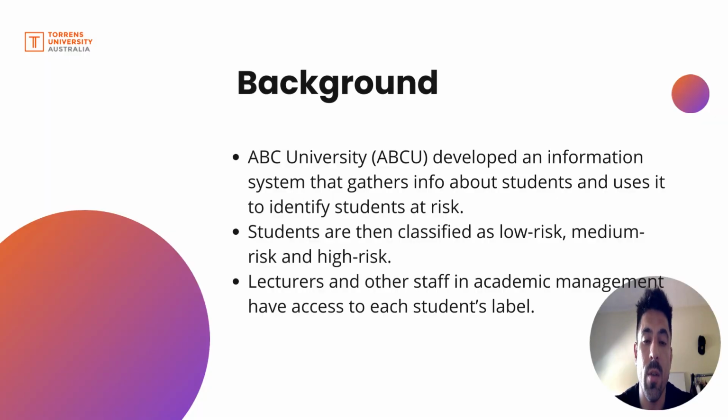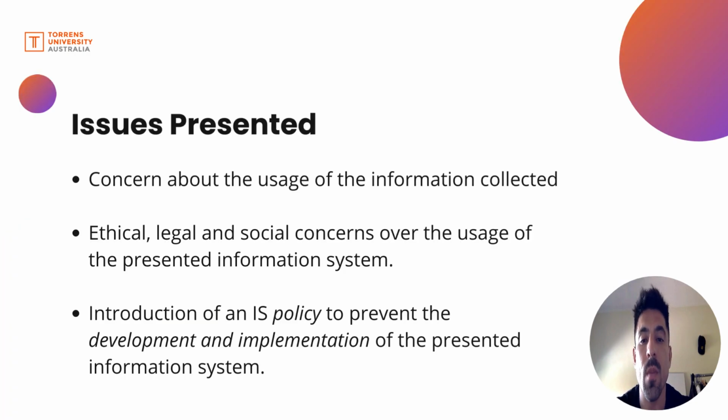First, a bit of background. The university has implemented an information system that gathers information about students and uses it to identify and classify them into three different categories: low, medium, and high risk. And the lecturers and other staff and the academic management have access to each student's label.